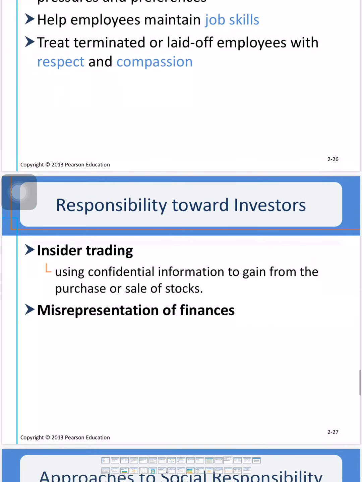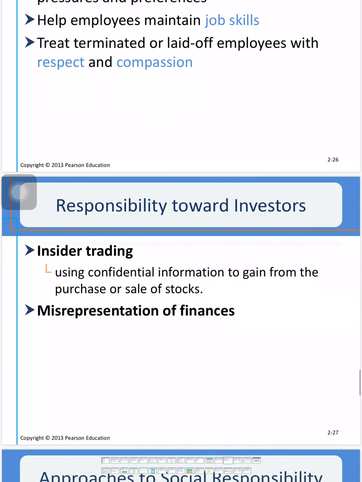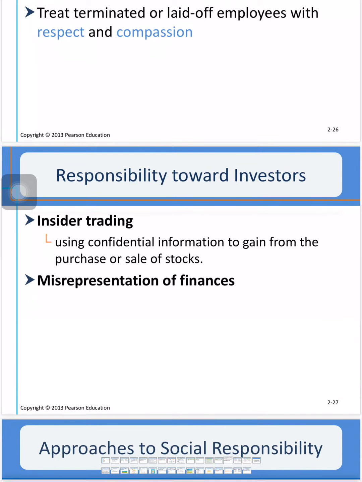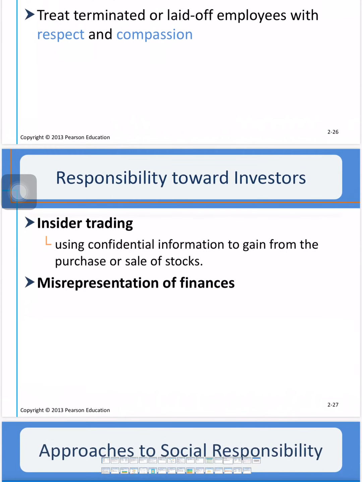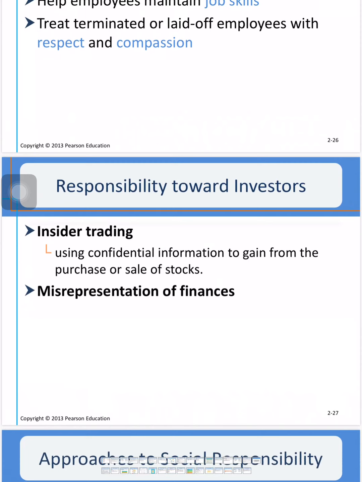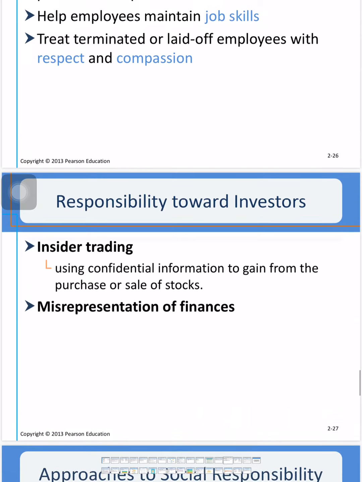Next is responsibility towards the investor. This is insider trading or misrepresentation of finance. An unethical manager might project profit in excess of what they actually expect to earn, hide losses or hide expenses in order to boost profit, or skew the financial report to make the firm seem stronger. That is really a case of being unethical, which is misrepresentation of the finance. Hiding the losses or expenses from your investor is one of the unethical practices.